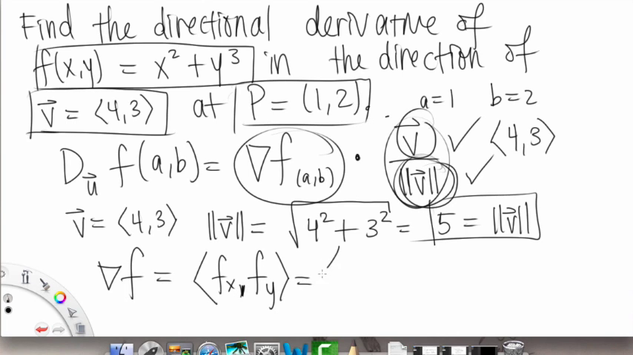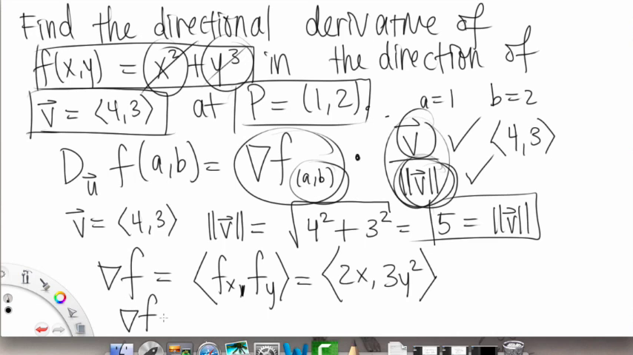So for the first one, if we differentiate with respect to x, the y goes away, and we just get a 2x. And then for the second part, if we differentiate with respect to y, the x term goes away, and we just get a 3y squared. So here's our gradient. Now what we have to do is evaluate it at our given point (a, b), which was 1, 2.